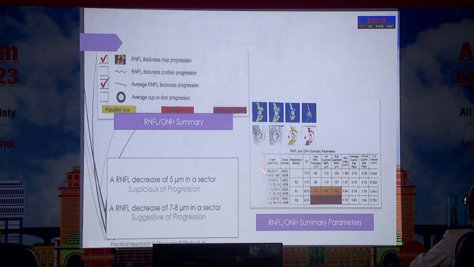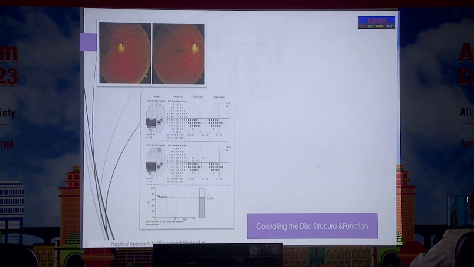And now, talking about this particular objective method, what I was saying is that there should be some numbering system. As you can see here, the numbers are going down from 80 to 65. Again, just to remind you all that an RNFL decrease of 5 is suspicion of progression, and a decrease of 7 to 8 is suggestive of progression. If we keep this in mind and see this picture, definitely we can say that the patient is progressing, keeping in mind other factors which may cause an artifact.